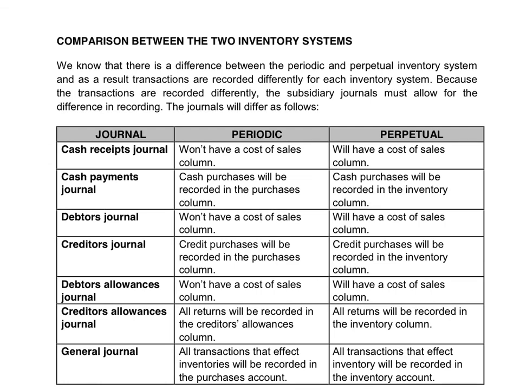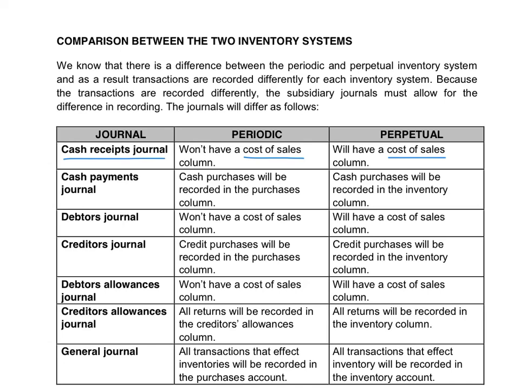If we record entries in the cash receipts journal, we don't have a cost of sales column in the periodic system. So there's no cost of sales column. Whereas in the perpetual system, we will have a cost of sales column. The reason for this is in the perpetual system, every time you sell goods or goods are returned, you have to record an entry for the cost price of the goods and for the sales price. In the periodic system, you only do a single entry for the sales price. You don't record anything about the cost price during the financial year.